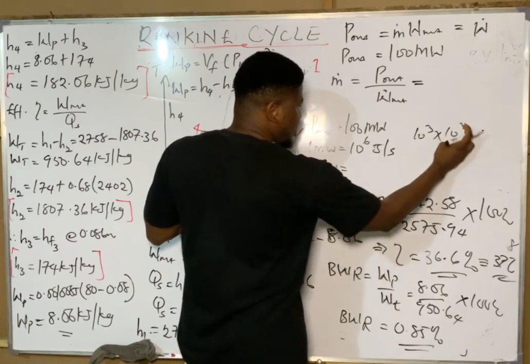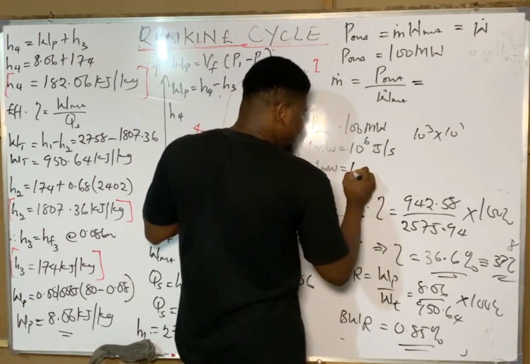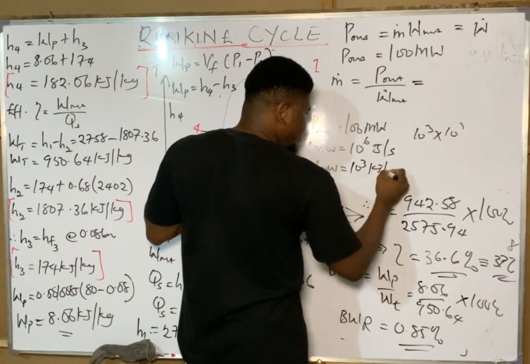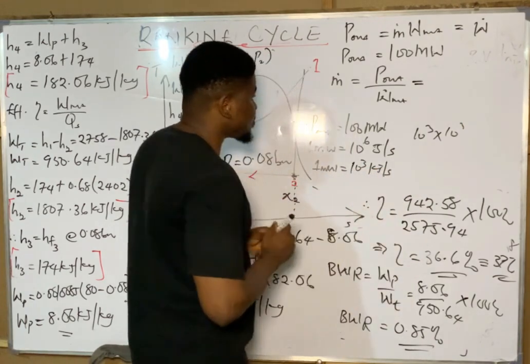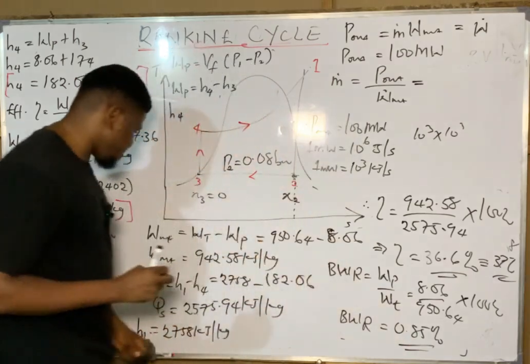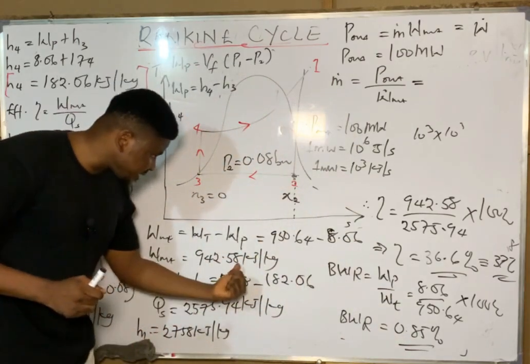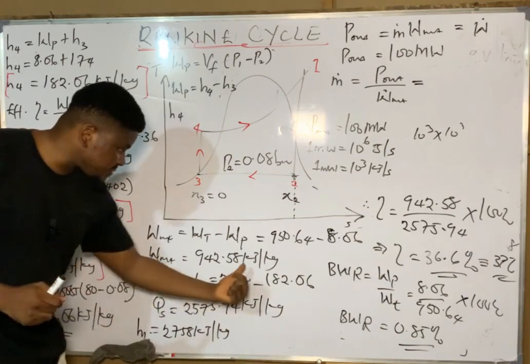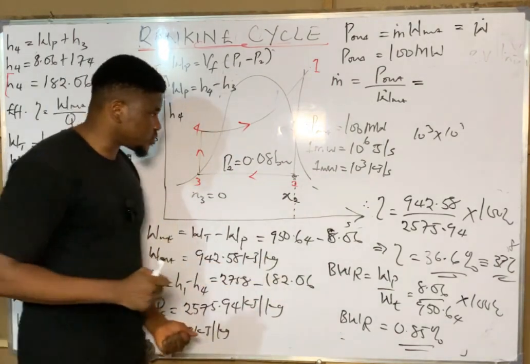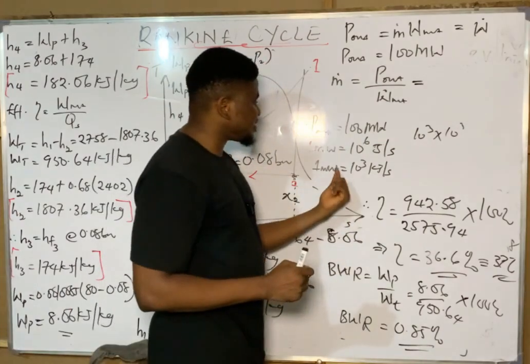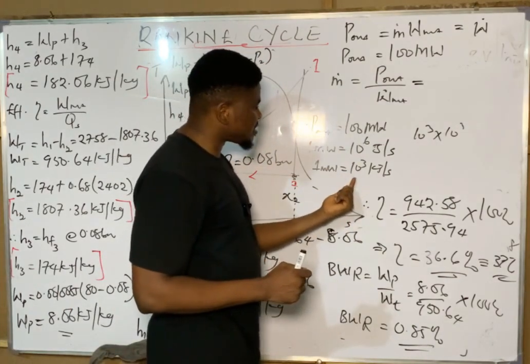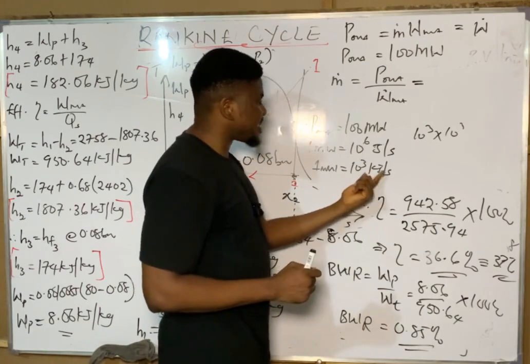So 10 to the power of 3, one of it becomes kilo. So this is now 10 to the power of 3 kilojoules per second. We simply convert to kilojoules because the network is expressed in kilojoules per kilogram. So for that reason, you convert this from megawatt to kilojoules. So this becomes 10 to the power of 3 kilojoules per second.